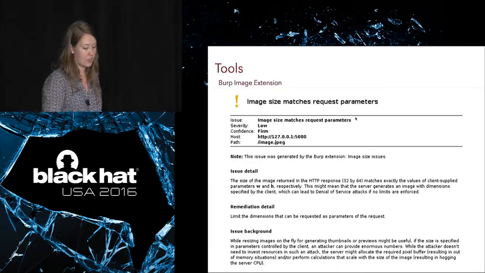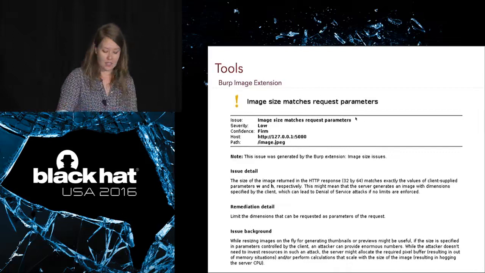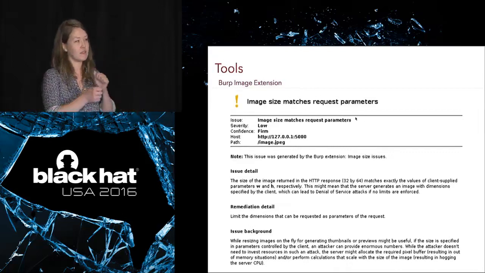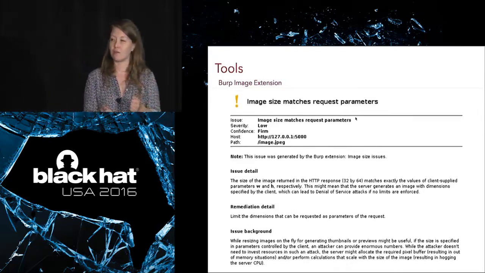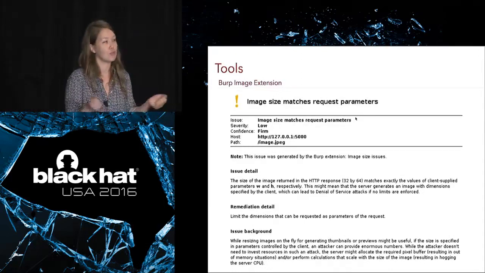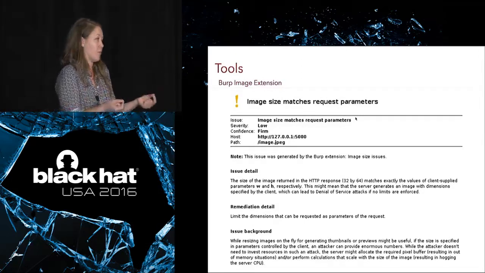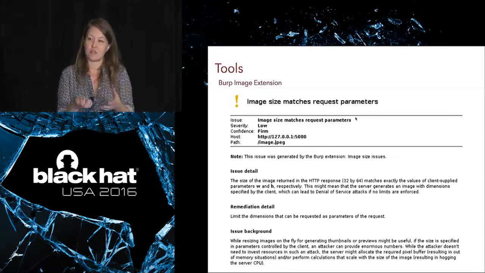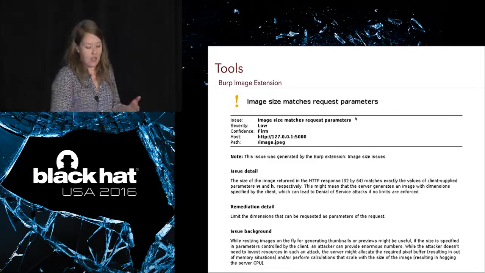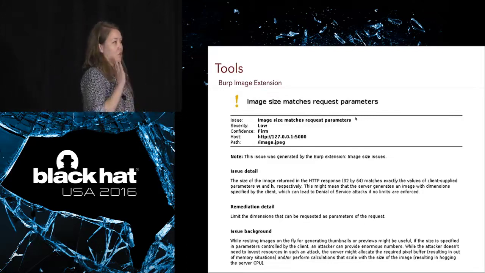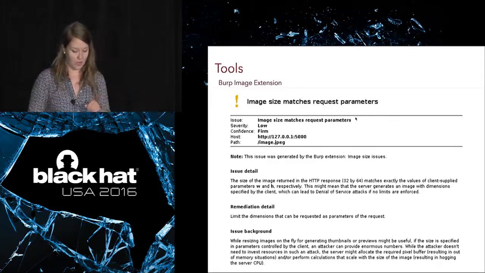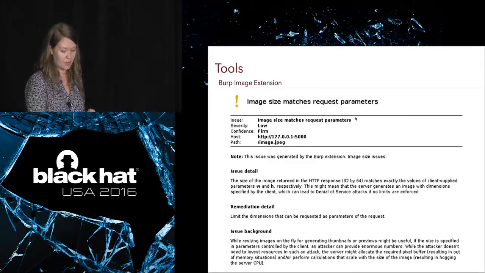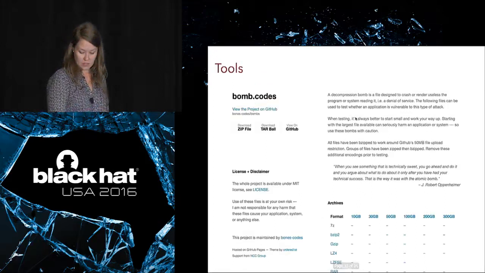In addition to that, you've got the Burp image extension. A lot of web applications are now implementing, or rather allowing users to modify image sizes using request parameters. And that is a potential vector for denial of service as well. So this extension will alert the pen tester to that, and then you can ensure that they've got the proper mitigations put into place to prevent a DoS.